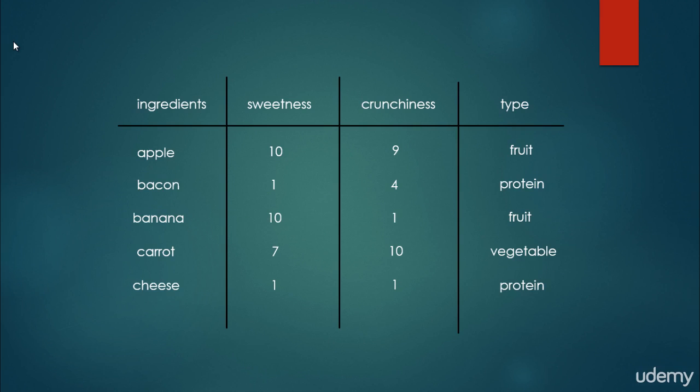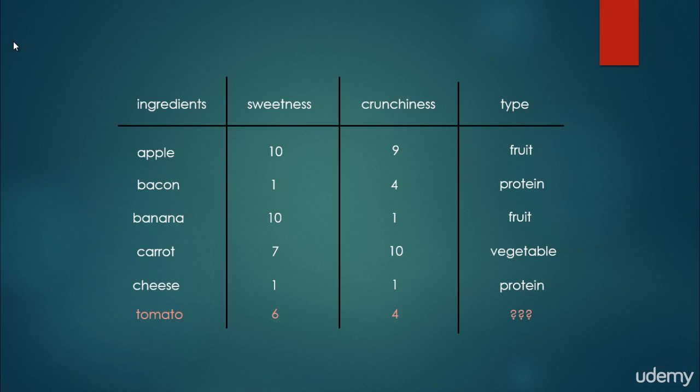So for example, we have features such as ingredients, sweetness, crunchiness, and we would like to have a guess according to the type. For example, the apple has a sweetness of 10, a crunchiness of 9, and we classify it as a fruit. The bacon has a sweetness of 1, a crunchiness of 4, and the type is protein. These are just fake data, by the way. I don't know whether bacon is a protein or not, and of course I don't know whether the sweetness and crunchiness parameters are correct. It is just for demonstration purposes.